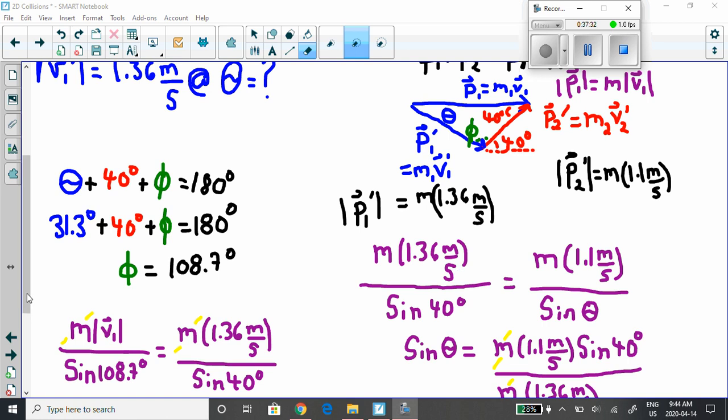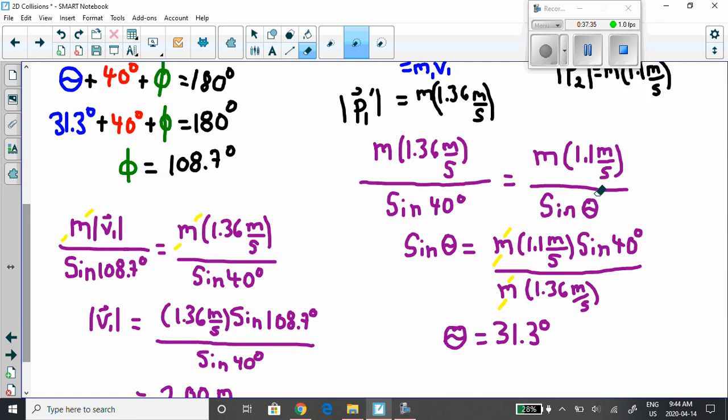So I set it up, I do some math, and what I do is I bring sine theta up here. I bring sine 40 degrees over to here, and then I divide both sides by m times 1.36 meters per second. So I've done some algebra here. Take some time to see what I've done. Basically it's cross multiplication in order to solve for sine theta. Then I divide the m's out. I do my math with my calculator and I get theta to be 31.3 degrees.